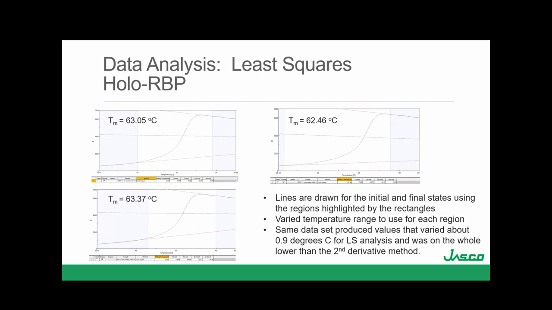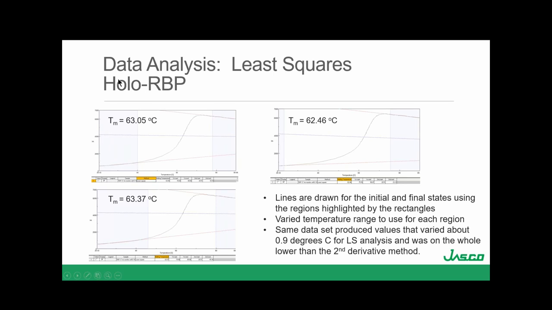What about the least squares method then? Well, again, it's the holo RBP, exact same data set. So remember, like we said, we have these lines that are drawn that try to carefully trace the start and the stop stages. Then a line is drawn which bisects those two, and where that intersects is the TM. So for this one, I get a 63.05.